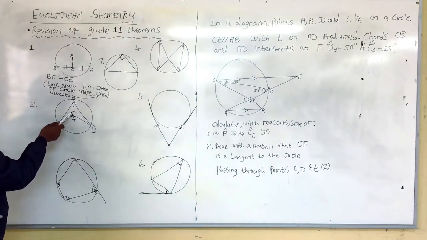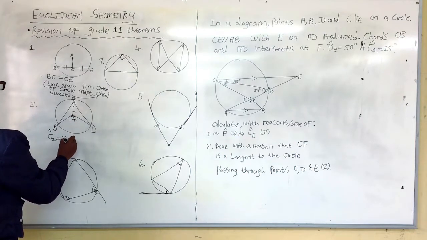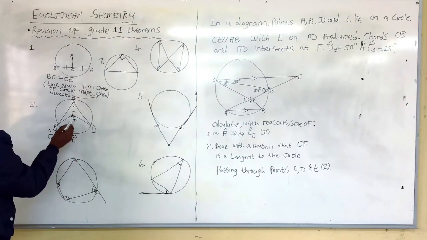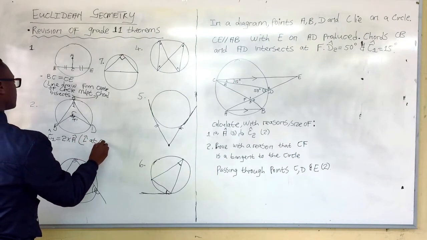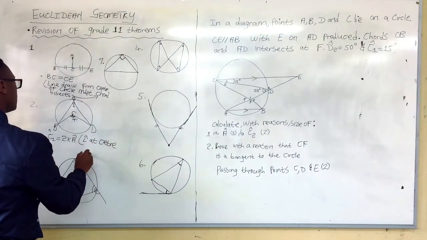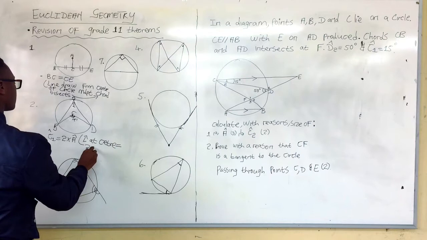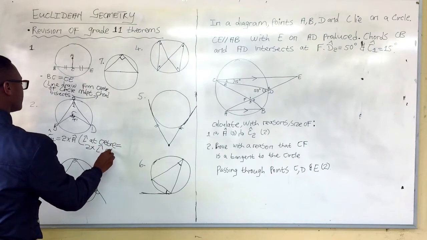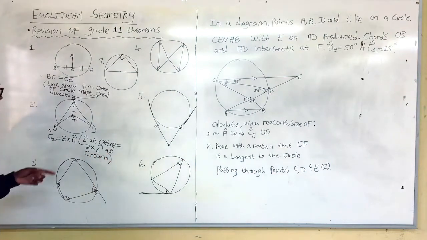So it means angle C is 2 times angle A. Let's say angle C is C1. So angle C1 is 2 times angle A. This angle is 2 times this angle. Why? The angle at the center of a circle is 2 times the angle at the circumference. That is the reason.